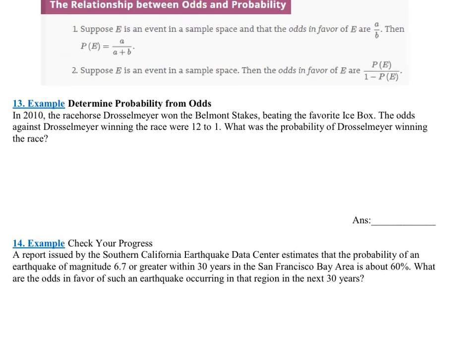It says in 2010, the racehorse Drosselmeyer won the Belmont Stakes, beating the favorite Icebox. The odds against Drosselmeyer winning of the race were 12 to 1. So this is odds against. Because it's odds against, we know that it's losses to wins. So if we look at this, we have 12 losses to 1 win. Notice the total of these, if I do 12 plus 1, that's 13. Add them together to get the total number.